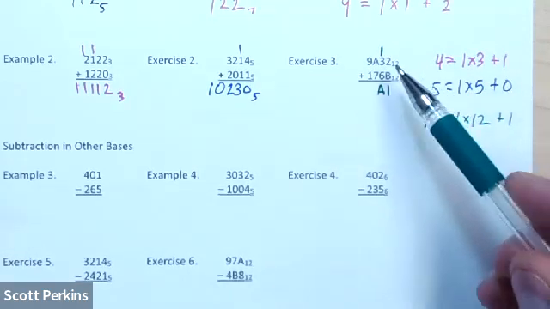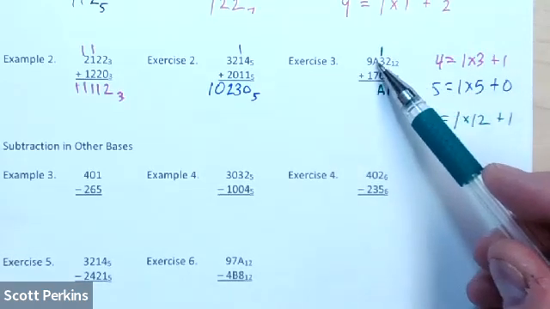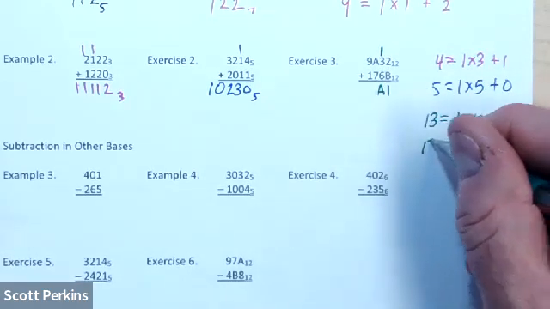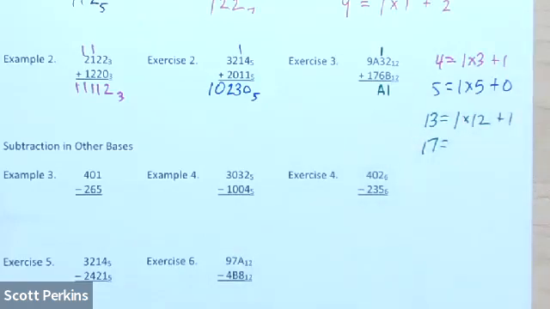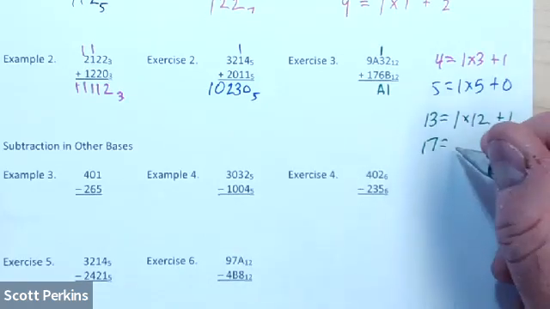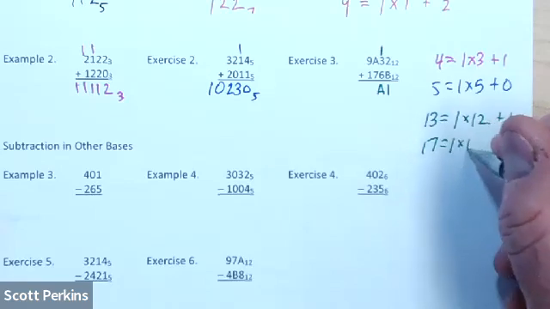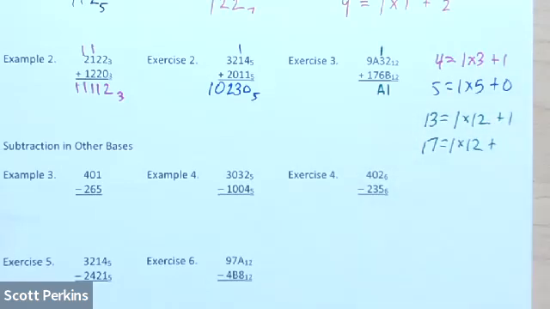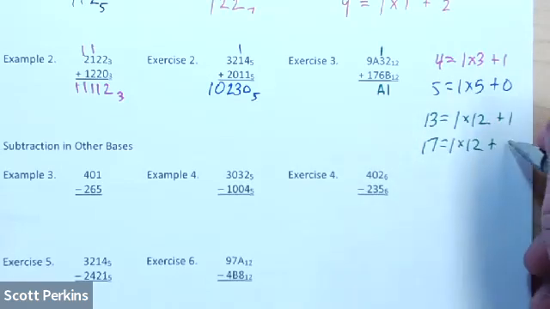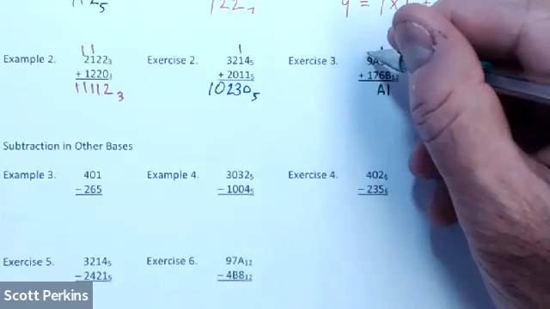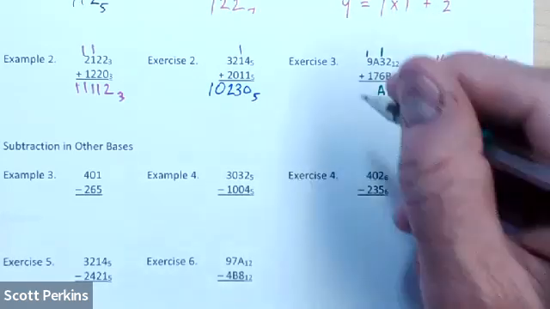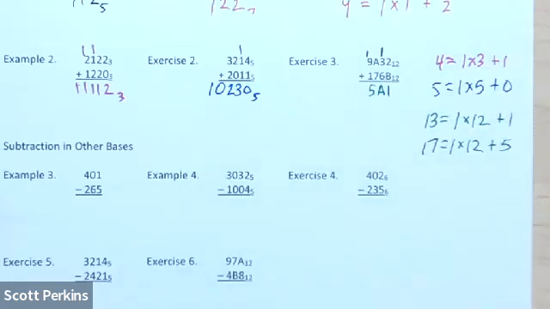Then in the next column, I have A, which again represents 10, plus 7. That's 17. So 17, how many full groups of 12 is 17? It's one full group of 12. How many are left over this time? 5. So again, one full group of 12, I carry the 1, and then the 5 left over, I just put a 5 right there.